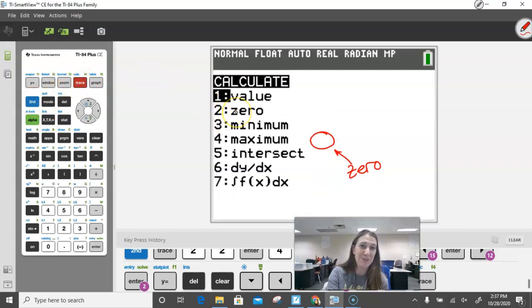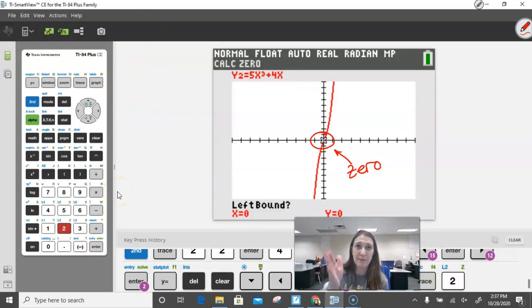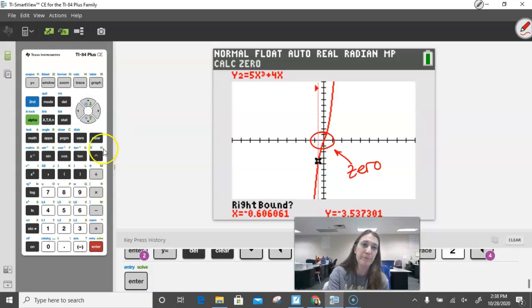And again, zeros are found by choosing number 2, the 0 finder. So I'm pretty sure the 0 is at x equals 0. So when it says left bound, you can either use your arrow and scooch to the left, or I could have typed a number like -1. And then for right bound, I'm going to scooch to the right, or you could have typed a number that's to the right of 0. I could have typed like a 1. That would have worked great. And then when it says guess, I just hit enter.